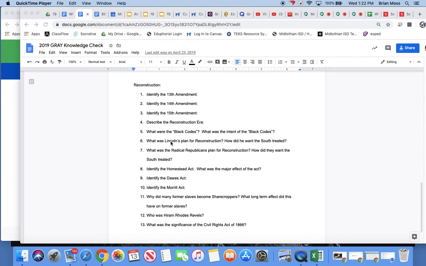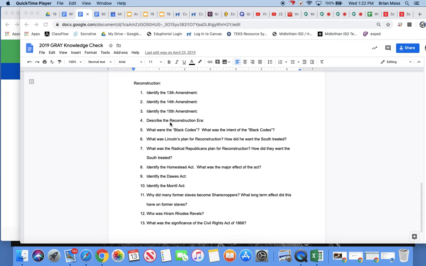Describe the Reconstruction era. That is in your spiral. Please look at that. This is where for about 11 years the North stayed in the South, helped to rebuild, and also enforced curfews and strict guidelines to make sure that the South abided by this surrender, also freeing slaves as well.